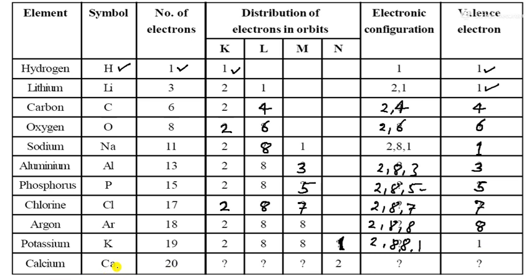Now calcium. Calcium is 20. That means it is 2, and here is 8, and here is also 8, and then 2. So you can write here 2 8 8 and 2. So the valence electron is 2. So you can fill this type of table and draw it in your copy.